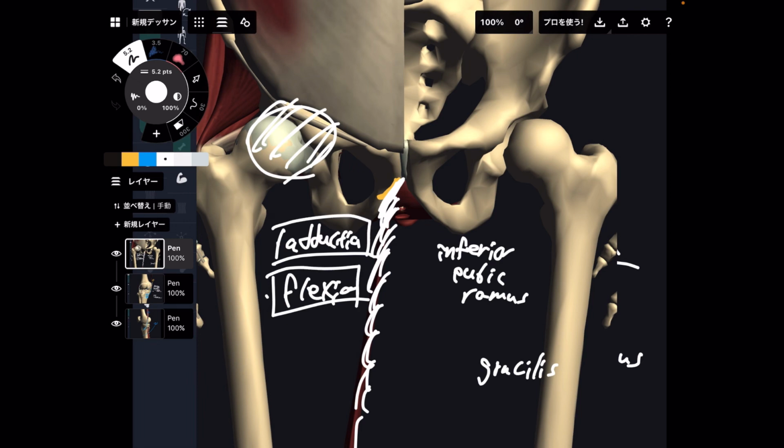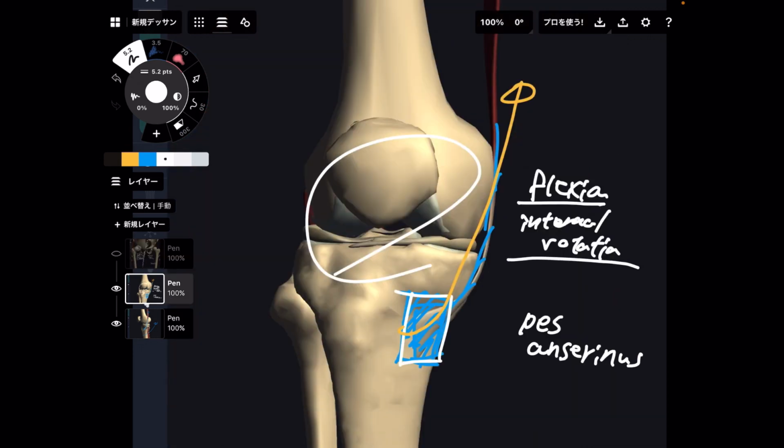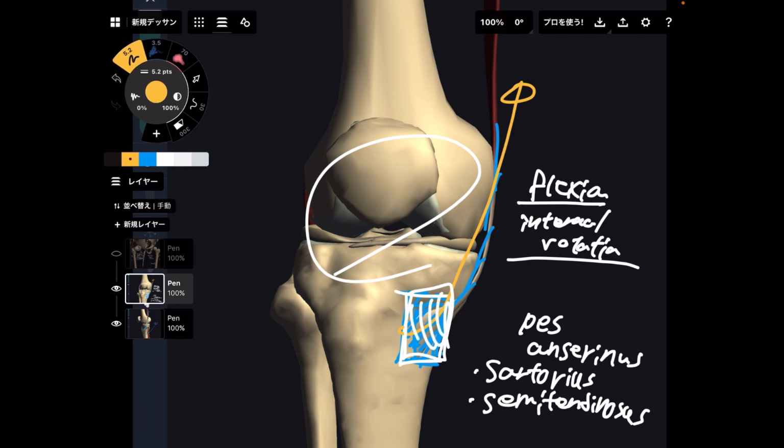Very simple, right? I said there are two more muscles attaching around pes anserinus. Pes anserinus is here. Two more muscles. One muscle is sartorius. Next muscle is semitendinosus. Sartorius and semitendinosus, plus gracilis. Three muscles are touching around pes anserinus.